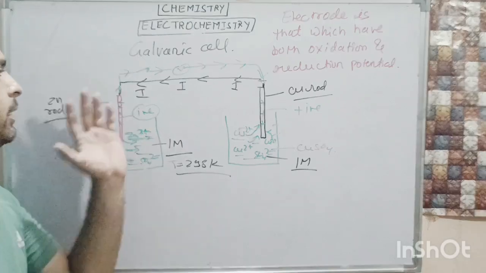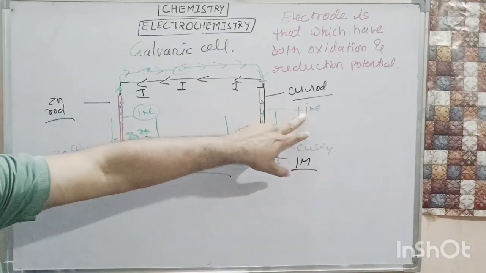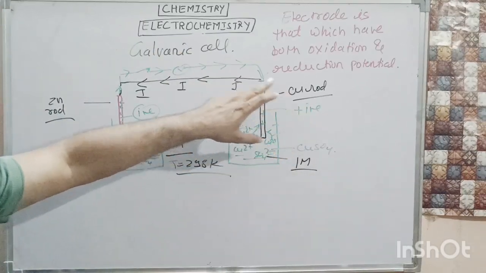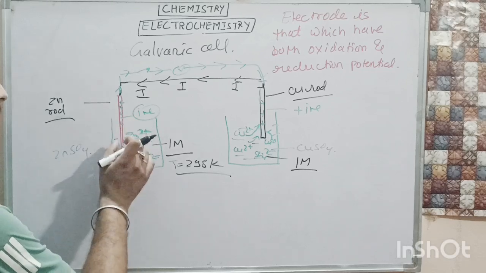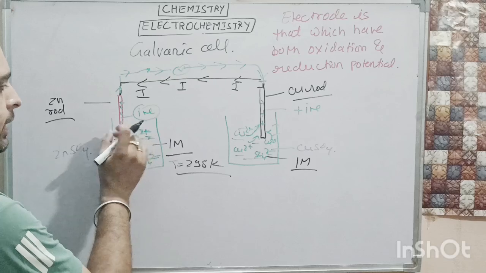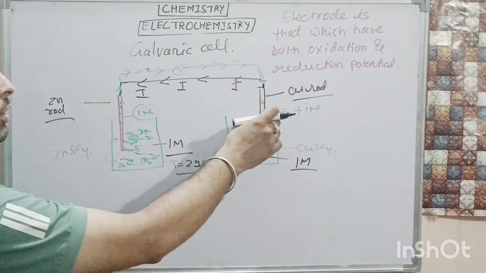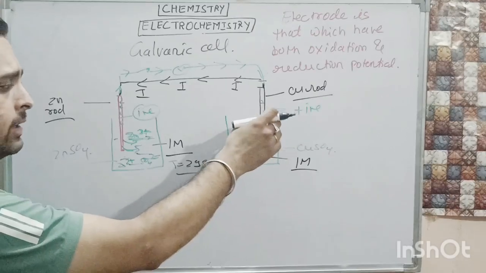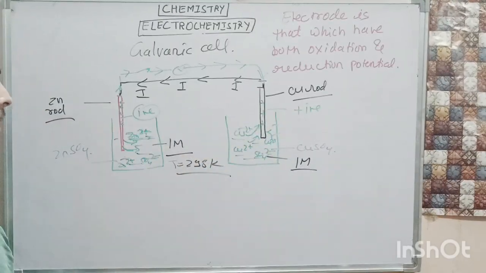Now, what happens? There is a movement of electrons from zinc to copper rod, and the movement of current is from copper to zinc rod. This process continues, and after some time, because of the production and movement of electrons, the zinc rod gets thinner and thinner, and the copper rod gets thicker and thicker due to deposition of ions on the copper rod.